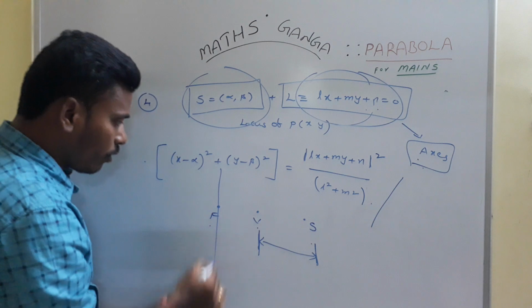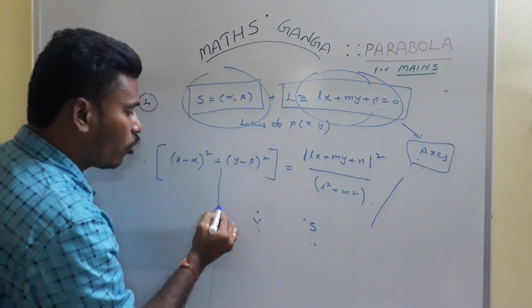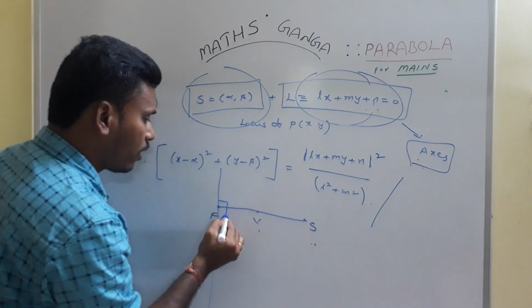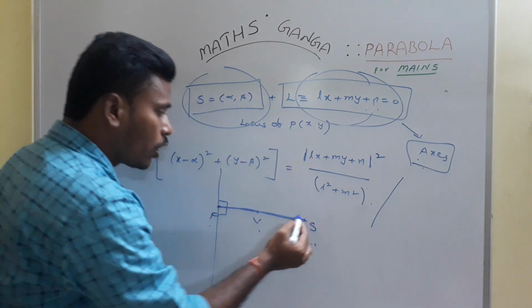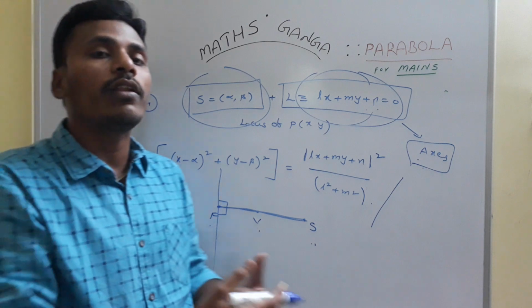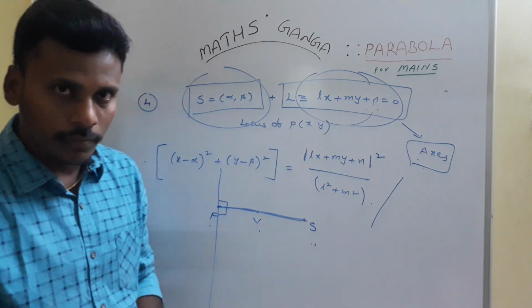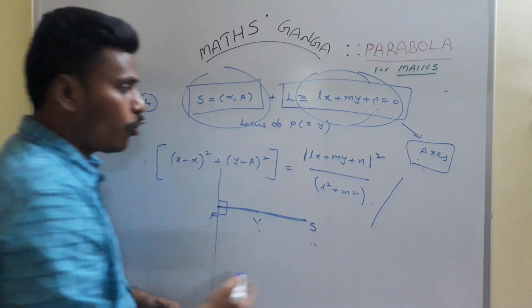Okay, so directrix will be here, focus will be here. If you find out the distance from the focus to the directrix directly, after finding this distance, we just multiply with 2. It will give us the length of the latus rectum. See, length of the latus rectum is 4A.